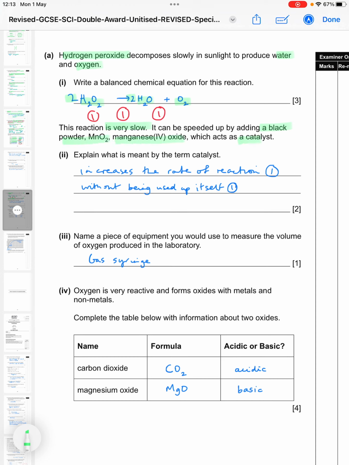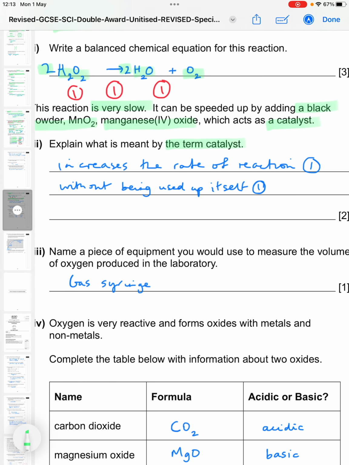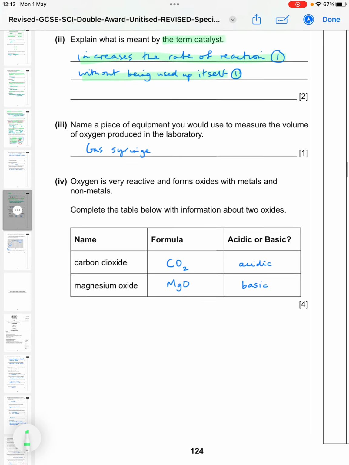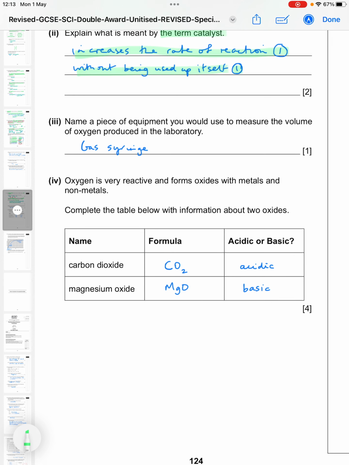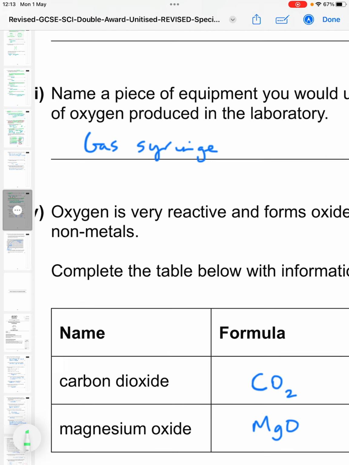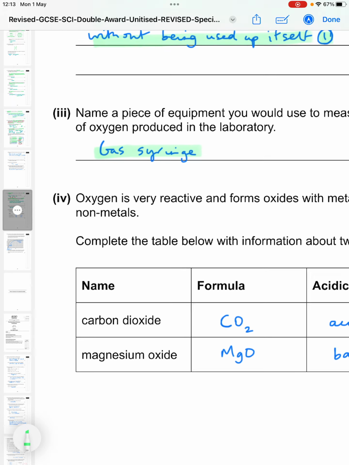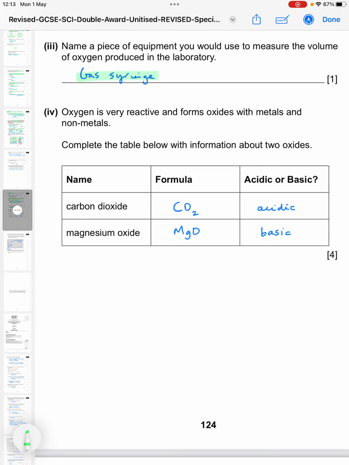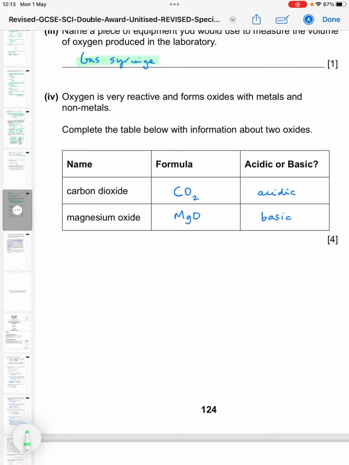It says this reaction is very slow, can be speeded up by adding a black powder MnO2, which is manganese 4 oxide, which acts as a catalyst. Explain what is meant by the term catalyst. So a catalyst increases the rate of reaction without being used up itself, and you see 2 halves of that for the 2 marks. So increasing rate is 1, and without being used up itself is the second mark. Name a piece of equipment you would use to measure the volume of oxygen produced in the laboratory. Gas syringe. You could have said something like an inverted measuring cylinder filled with water, but gas syringe is probably the most obvious.